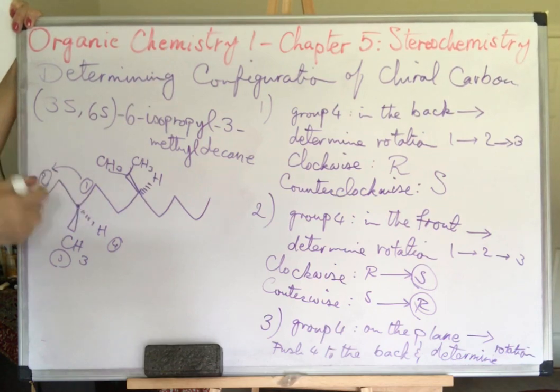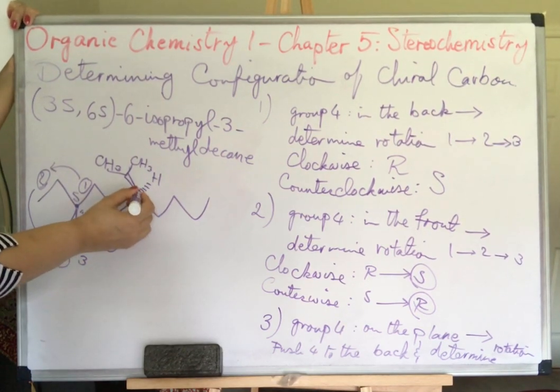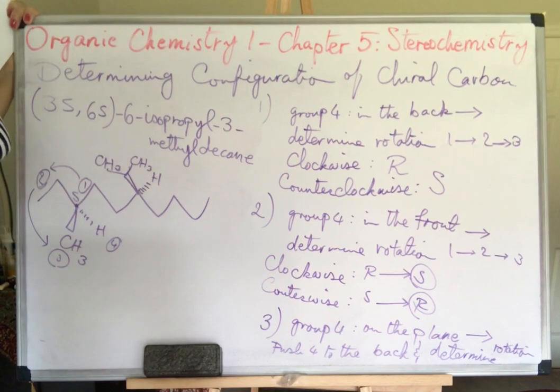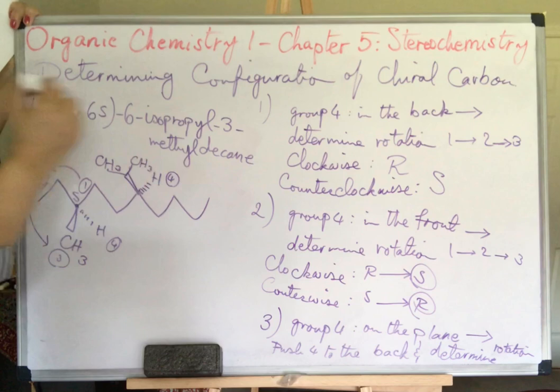Hydrogen is already in the back, rotation is counterclockwise, so 3S is correct. Good job. For carbon number 6, again we need to have an S configuration. Let's see. Hydrogen is the lowest priority group.